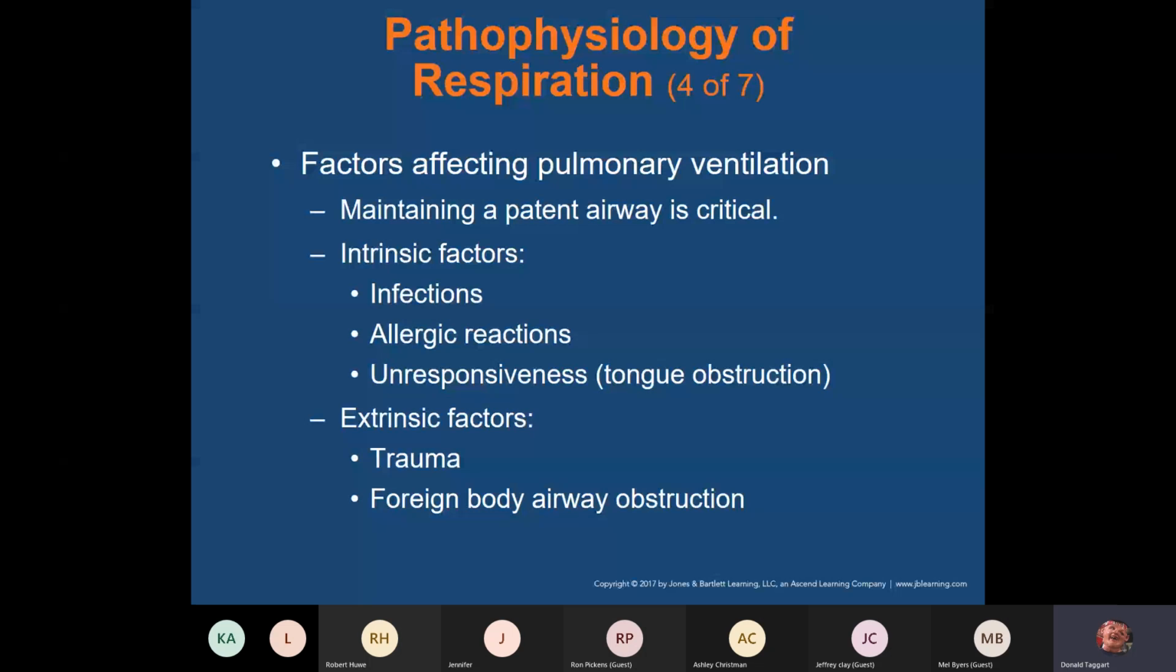I mean, you guys have already got these: trauma, fractured ribs, a penetrating injury, or is it something physically blocking the trachea or something in the esophagus that's pressing in on the trachea?